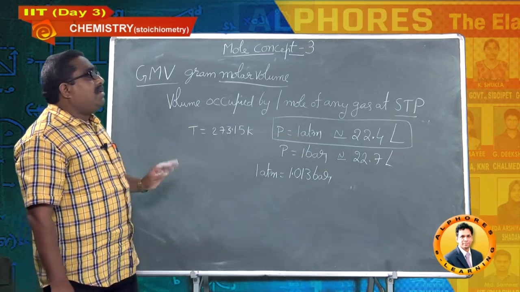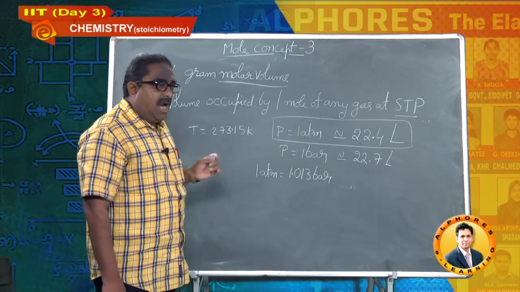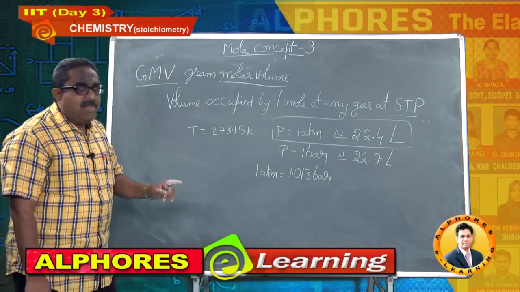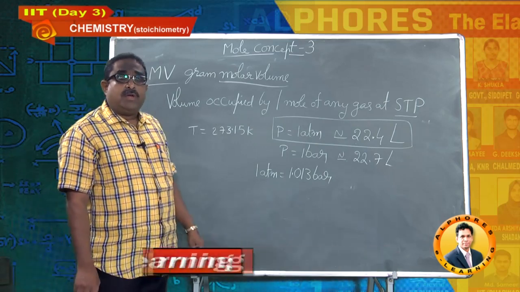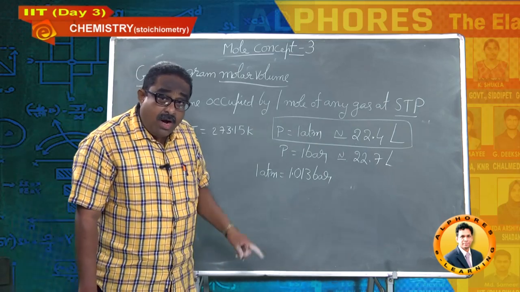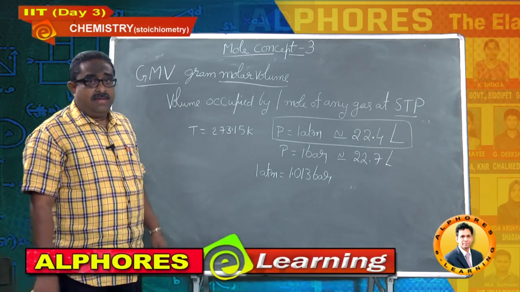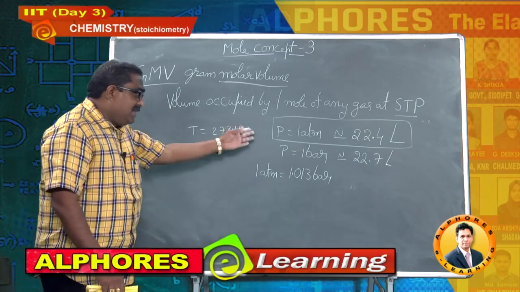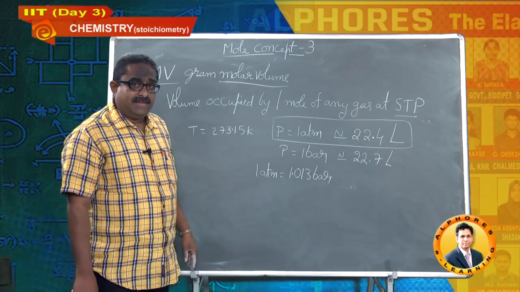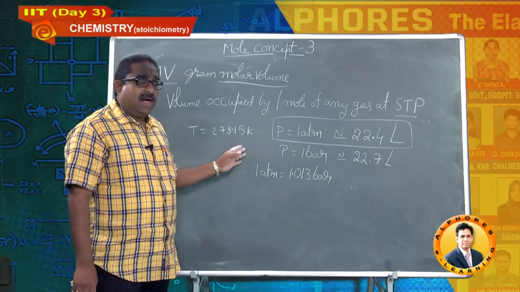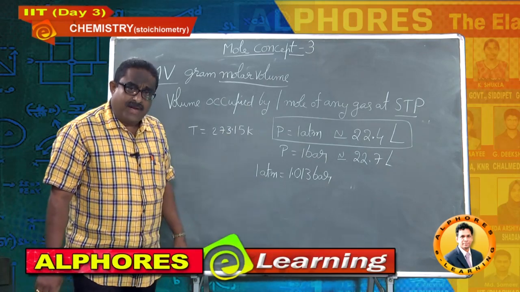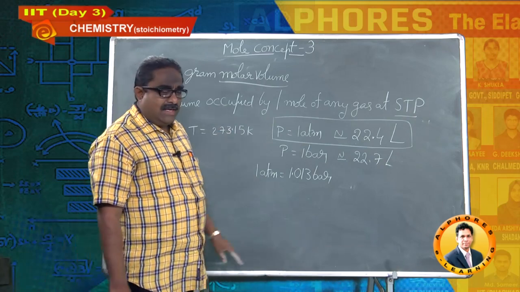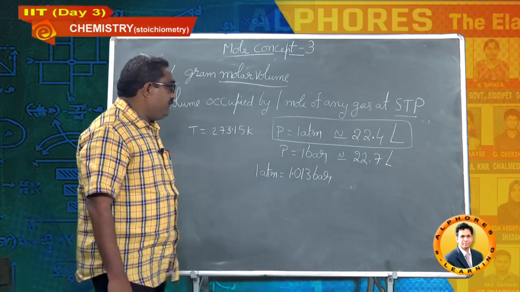Okay. One should remember the definition like this. Gram molar volume, GMV, is nothing but the volume occupied by 1 mole of any gas at STP conditions. STP conditions are very clearly written here. Note it down, students. And that value is 22.4 liters. So, we are also going to use 22.4 liters in our coming calculations, students.